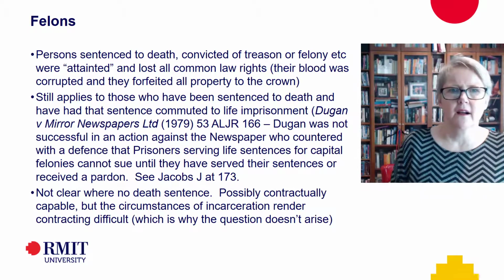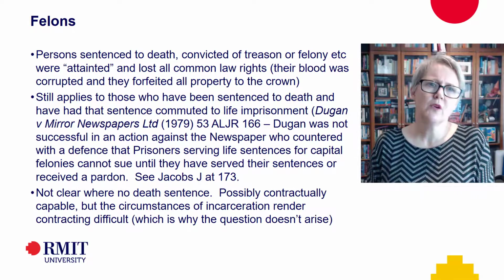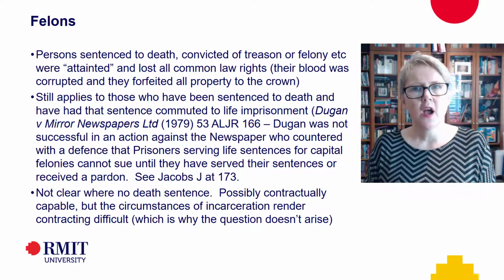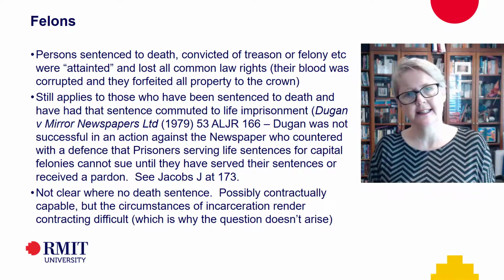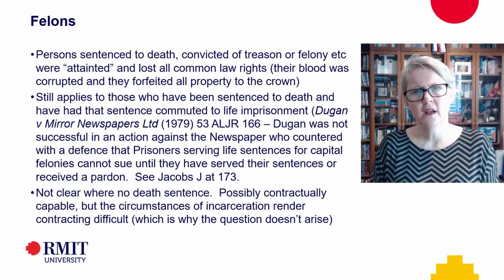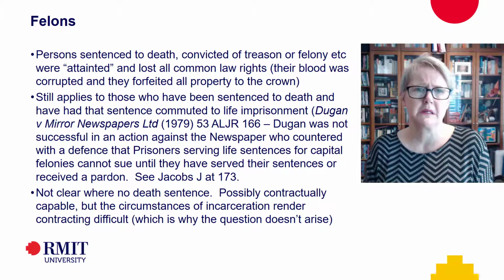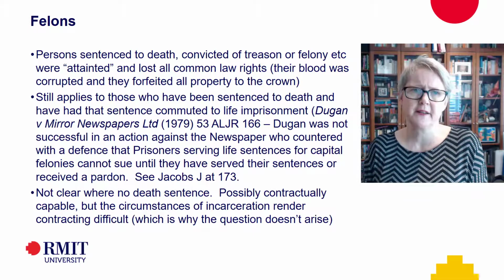Okay, so what about the bad guys? What about felons? At common law, a person who was sentenced to death, convicted of treason or a felony, was considered to be attainted. They lost all common law rights. So literally, their blood was seen as being corrupted and they forfeited all property to the Crown.